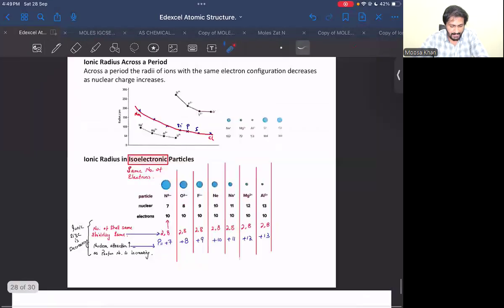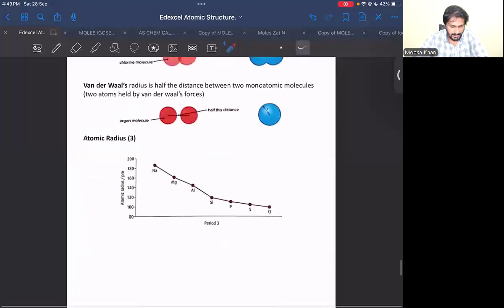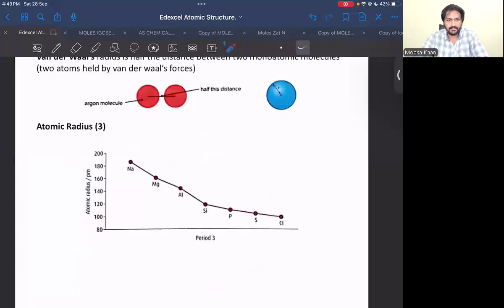If you see the trend, have I drawn the trend including the argon atom? See this trend. Do you see the size of the argon atom drawn? In case I have to draw it, where should I draw it, below chlorine or above chlorine? It should be drawn below chlorine, right? The size of the argon atom should be smaller than chlorine. Then only it will make sense, because we have already established the trend that atomic size decreases across the period. So argon's atomic radius should be smaller than chlorine's atomic radius.